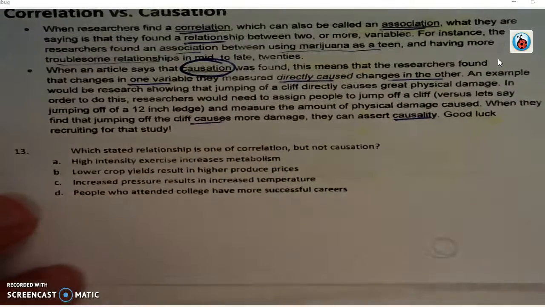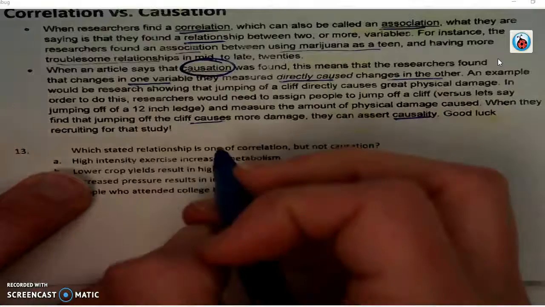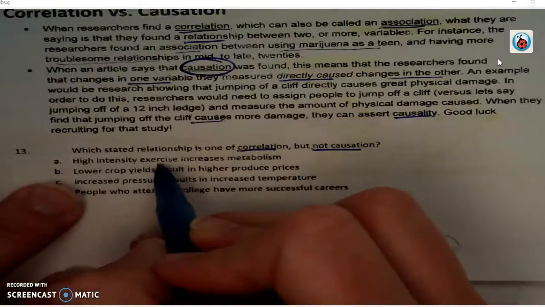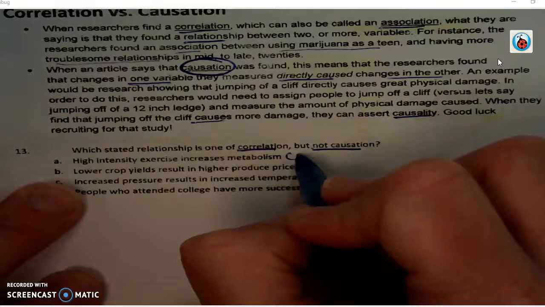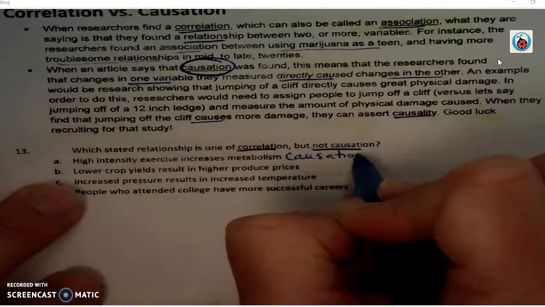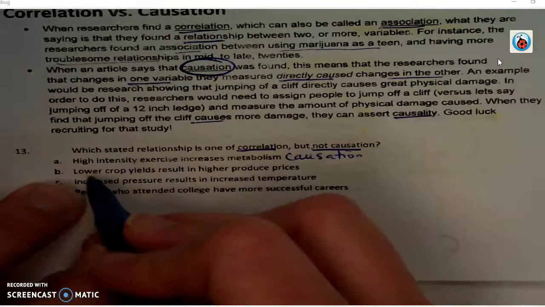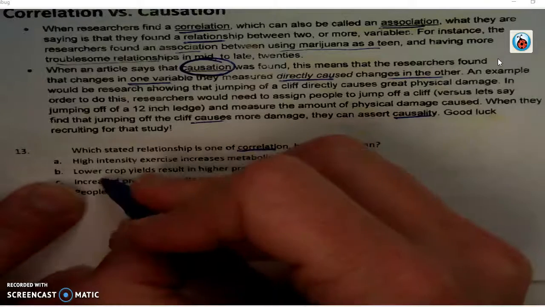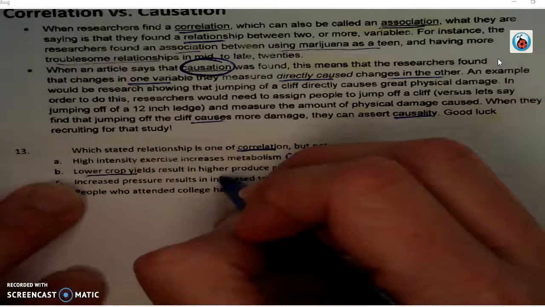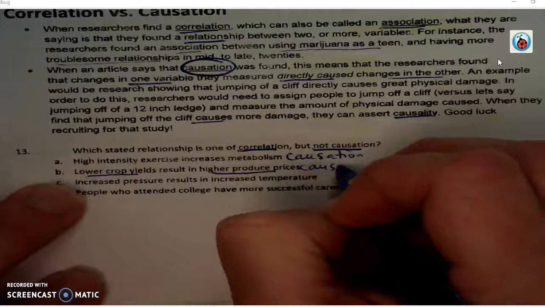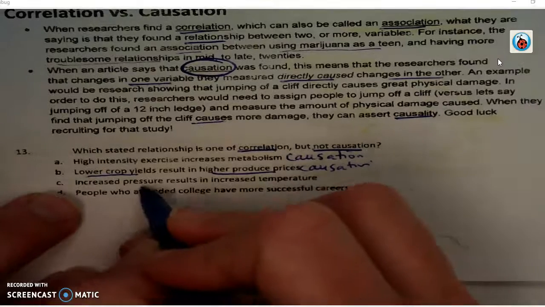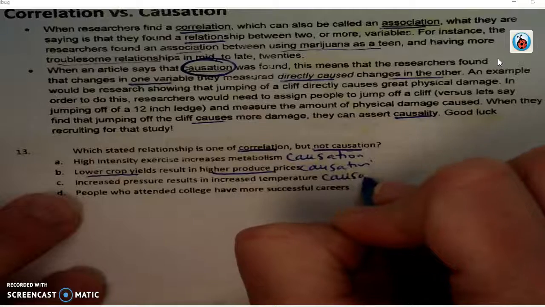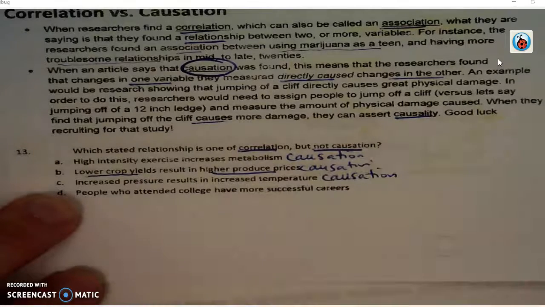All right, so last question. Which stated relationship is correlation but not causation? High intensity exercises increases metabolism. That is causation. If you exercise, it increases your metabolism. Lower crop yields result in higher produce prices. So if you have less crops to sell, the prices go up. That is also causation. Increased pressure results in increased temperature. That is also causation. If your blood pressure goes up, your body temperature goes up.